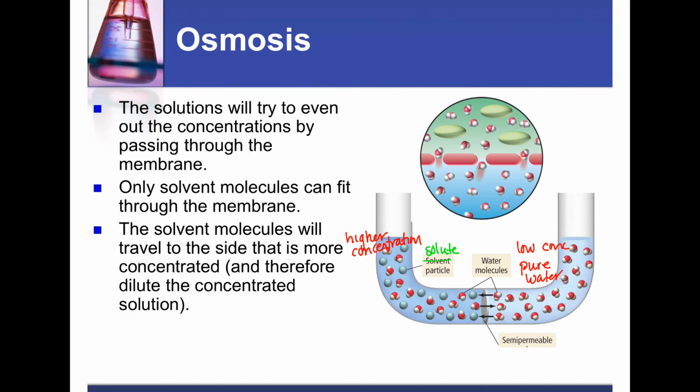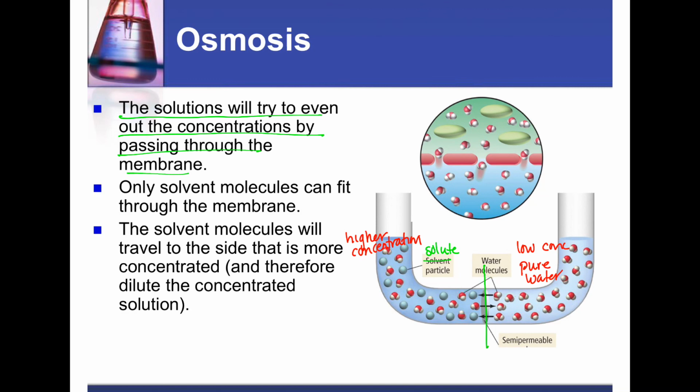What happens in osmosis is that the solutions will try and even out the concentrations by passing through the membrane. So these two solutions want to be at the same concentration, and they'll try and mix together as much as possible to make that happen. If we took out the semi-permeable membrane, they would just mix together and they would have the exact same concentration. But that semi-permeable membrane keeps them from mixing. And that semi-permeable membrane allows water only to go back and forth between them. It doesn't allow the solute particles. The solute particles are just too big to make it across the membrane.